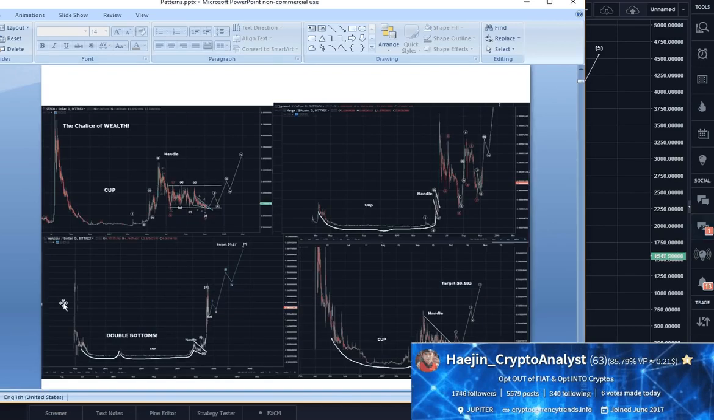The chalices of wealth. You're going to see the same thing here, ladies and gentlemen. And if today's little bit of correction is bothering you, don't let it bother you. This is the power of technical analysis.